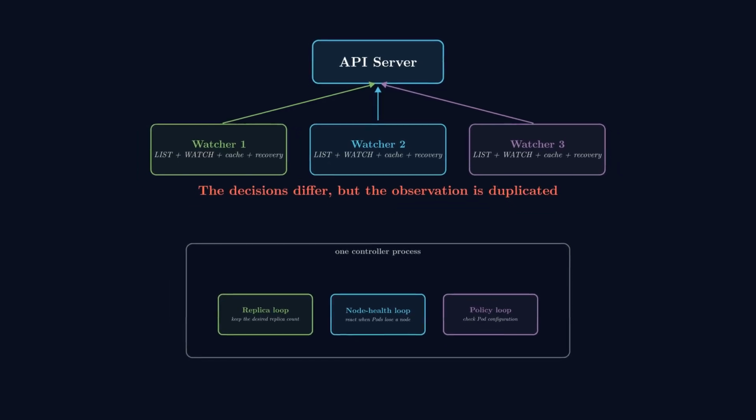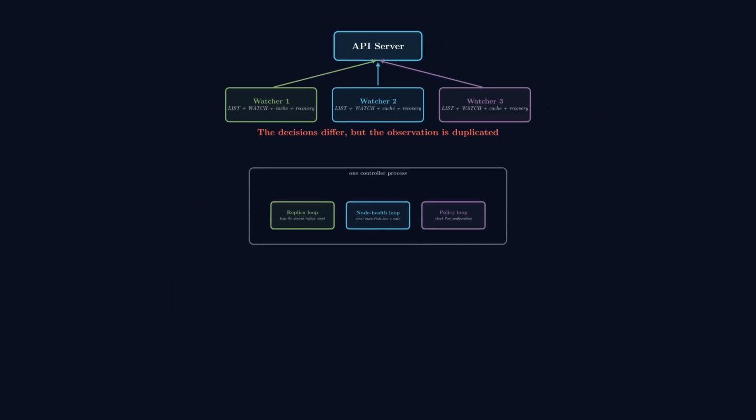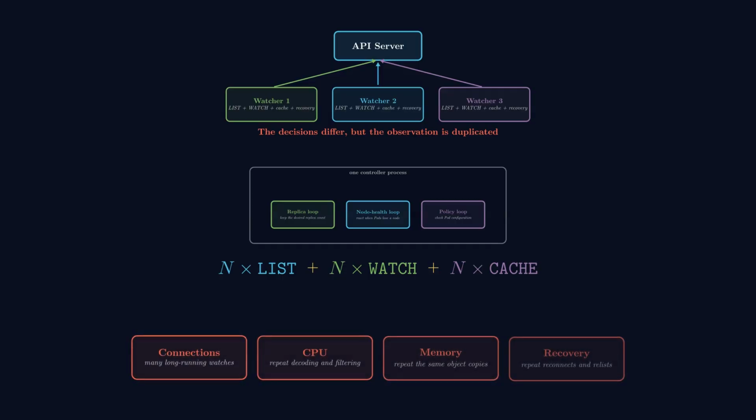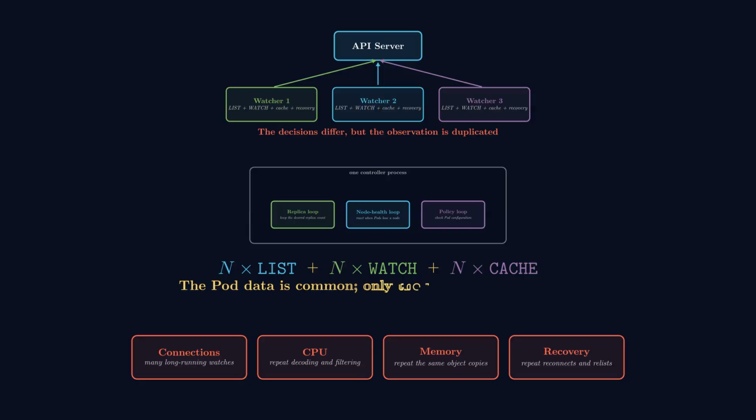Now imagine 3 control loops all asking for the same pod information. Each one downloads the same list, listens to the same changes, and keeps its own copy in memory. If the connection breaks, each loop also has to recover on its own. So Kubernetes ends up doing the same work 3 times, even though all 3 loops are looking at the same pods.